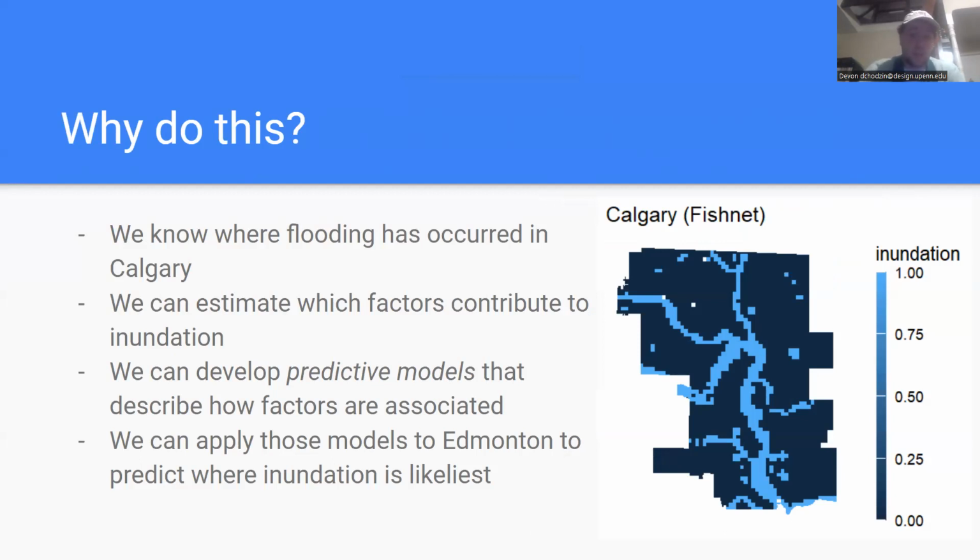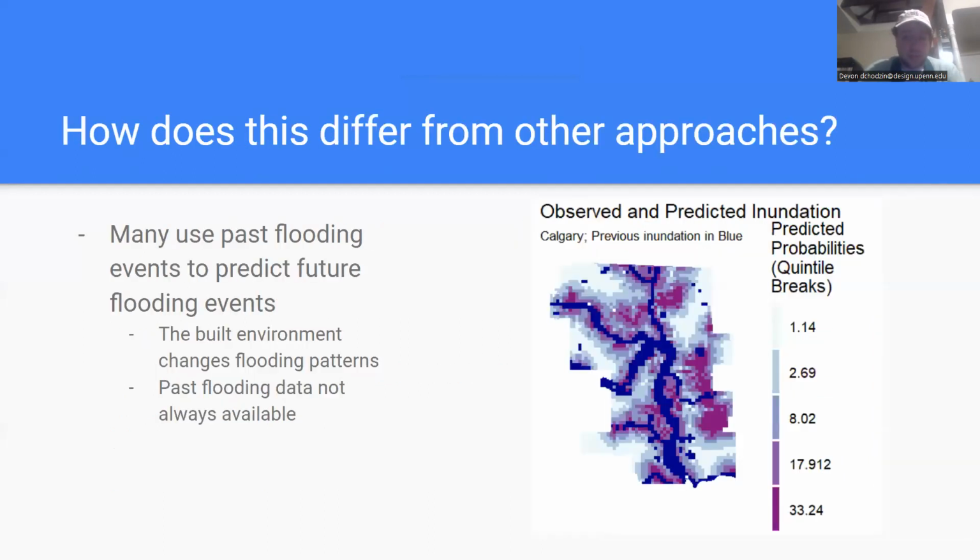We can then apply that model to a city like Edmonton, which is similar to Calgary with a similar population and a river running through it, and predict where inundation or flooding is most likely to happen.